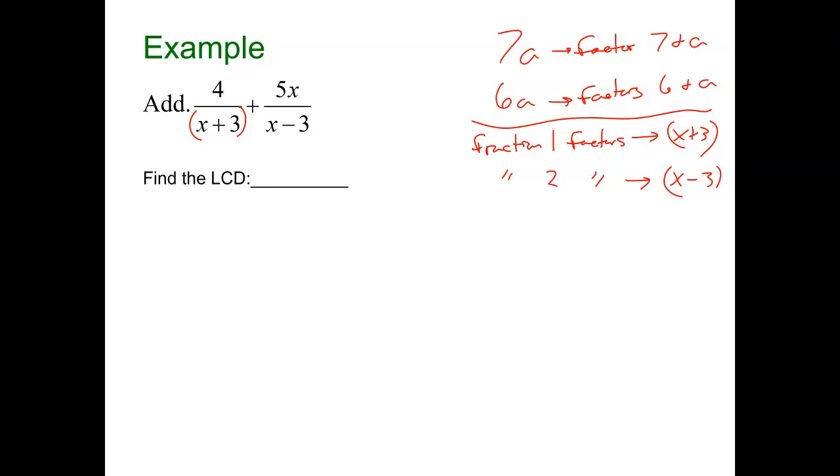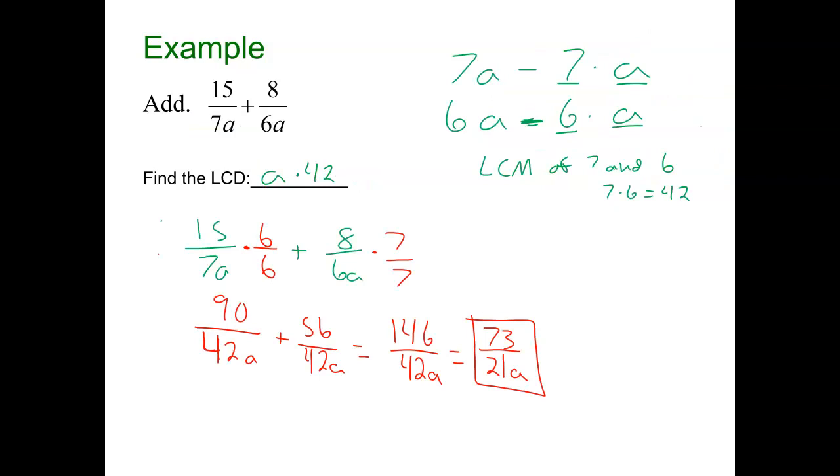Because you don't want to expand it. You just want to note that those are the two factors that you'll have in your denominator. If you multiply, you're just going to end up having to factor them again. It takes extra time. Okay? So the factors that we need for the common denominator are x plus 3 and x minus 3.